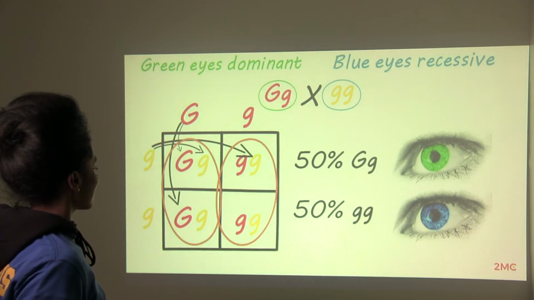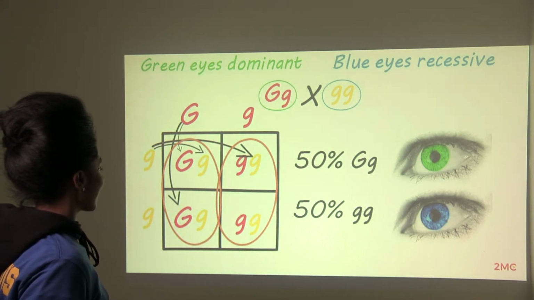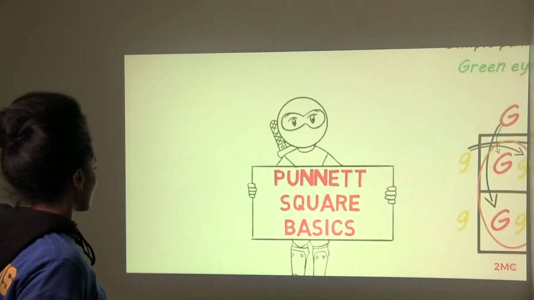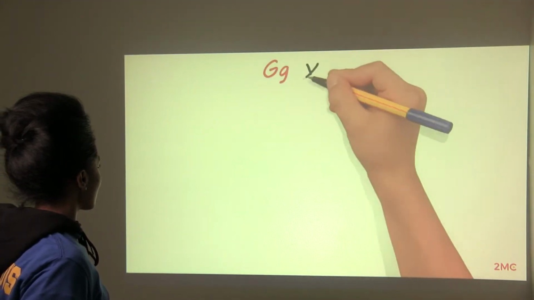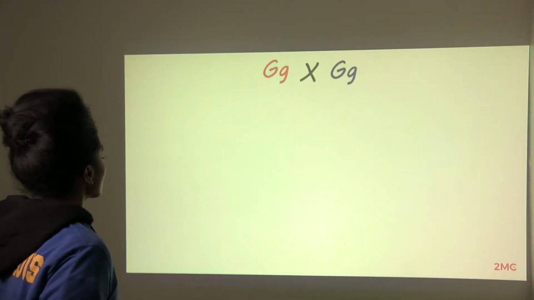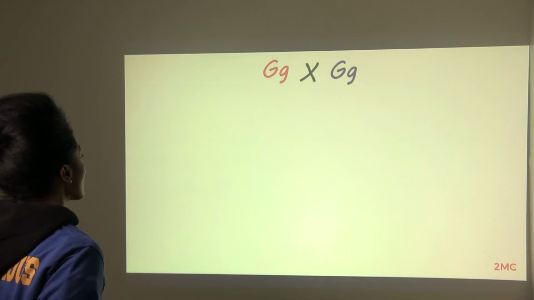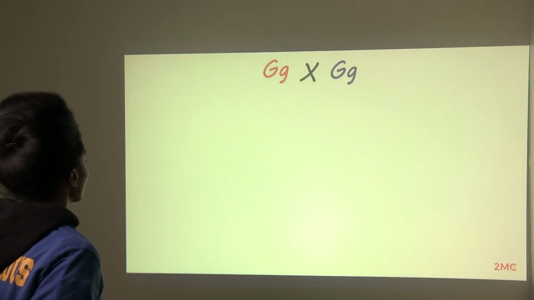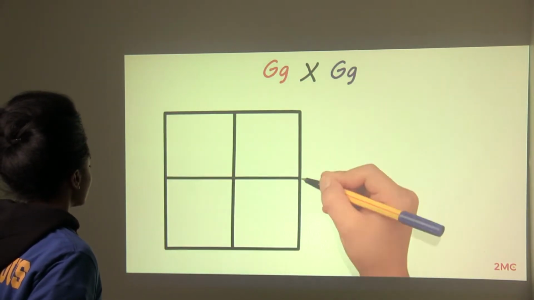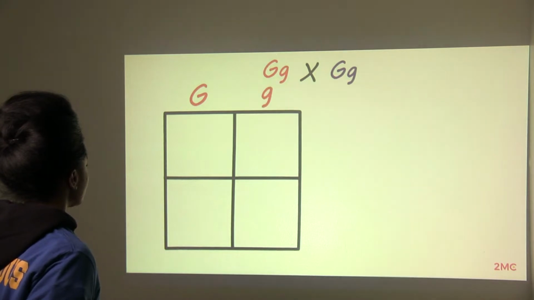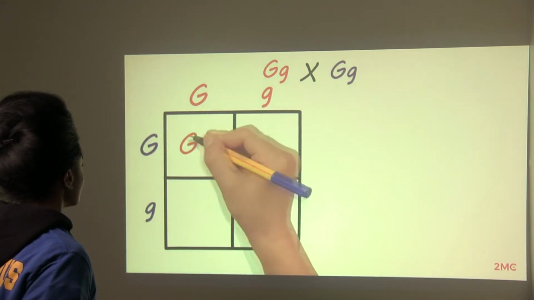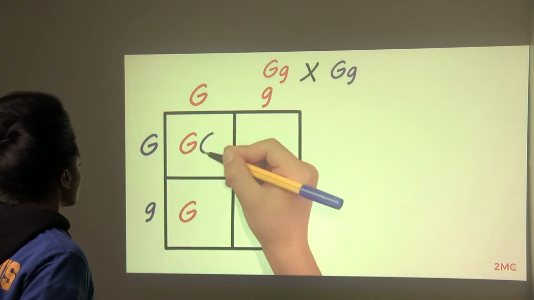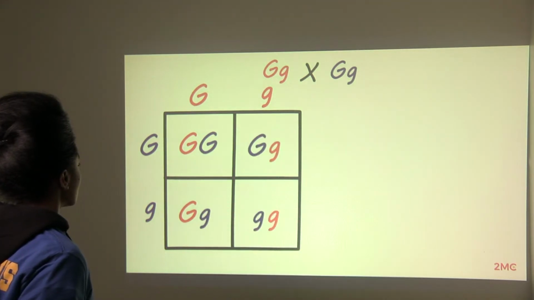Let's look at another example. We'll cross 2 genes that are heterozygous for eye color in this example. So big G little g crossed with big G little g. These colors are just for illustration purposes. So we again will draw our Punnett square and put 1 gene on top and the other down the side, and then carry the letters through to their respective quadrants and analyze the results.